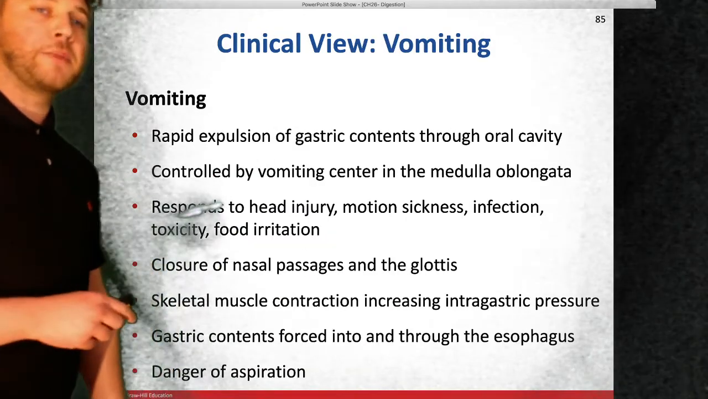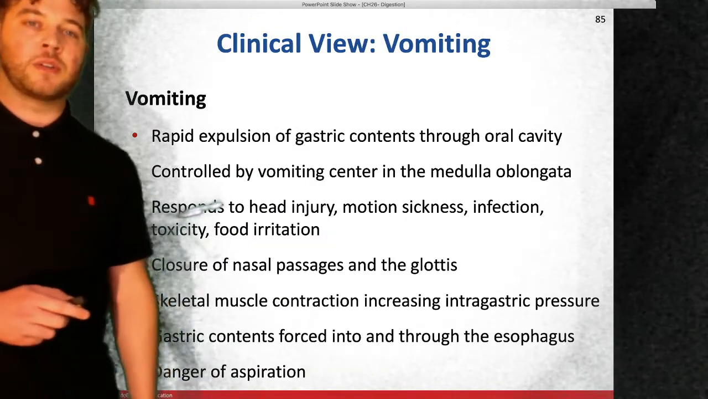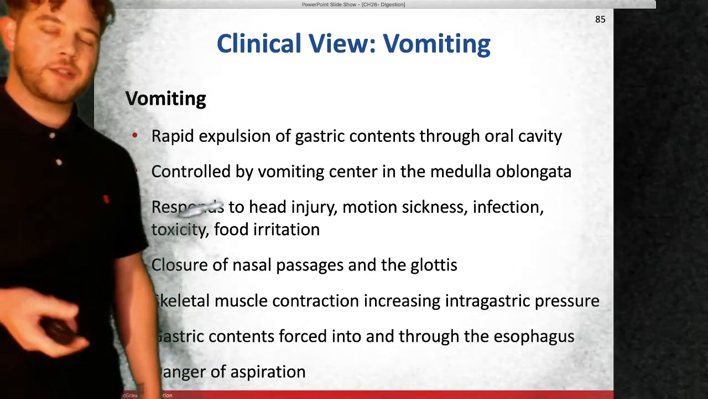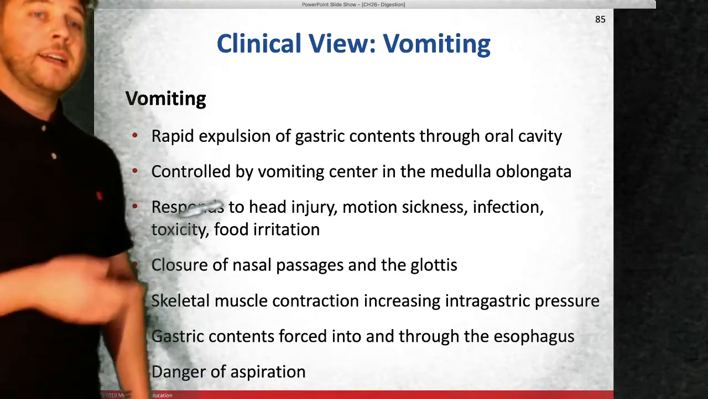Vomiting is the rapid expulsion of gastric contents through the oral cavity, called emesis. You could take antiemetics to limit your vomiting. It's controlled by the vomiting.